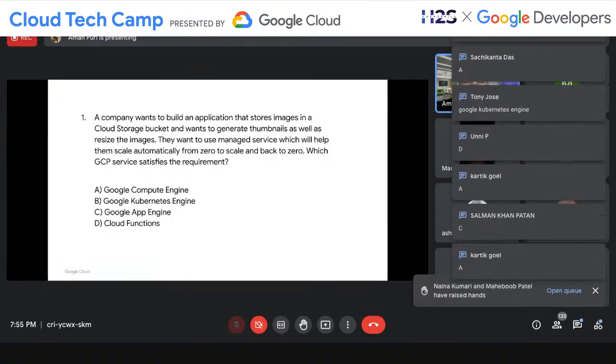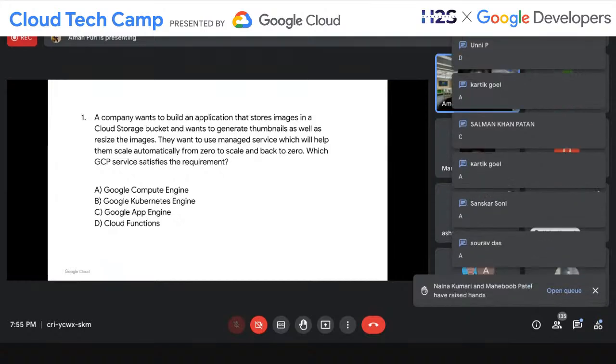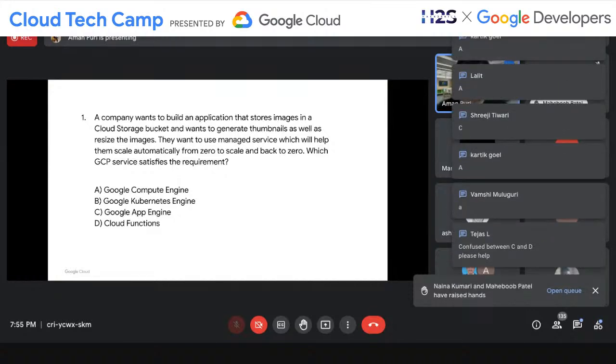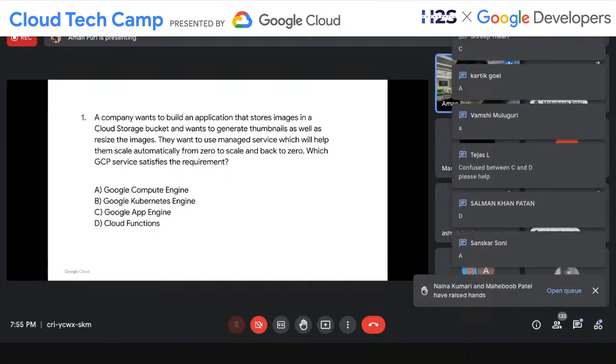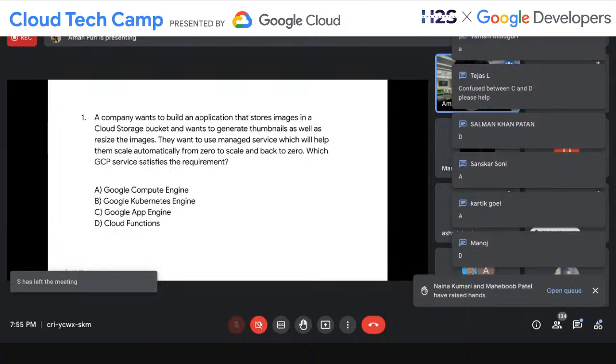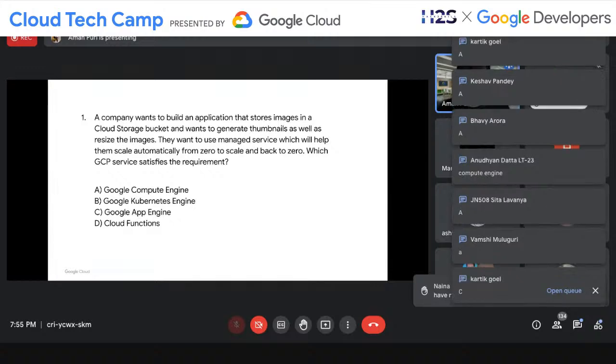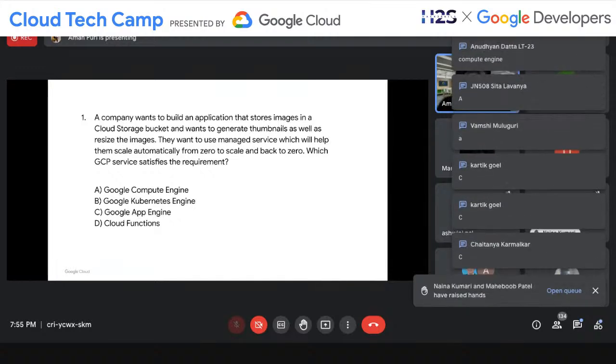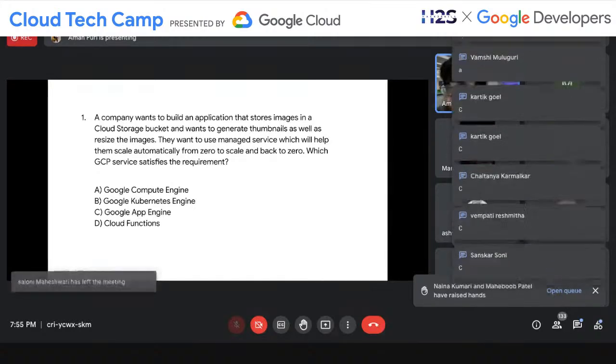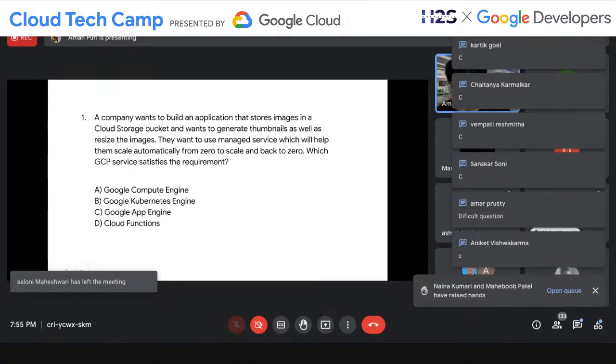The problem with Kubernetes Engine, and someone had also asked a question about the difference between Kubernetes Engine and App Engine, is that you will have to manage the Kubernetes layer, or at least have the management of the Kubernetes stack, right? So that still means there is some self-management involved in Kubernetes solutions, which will not be the ideal solution in this case.